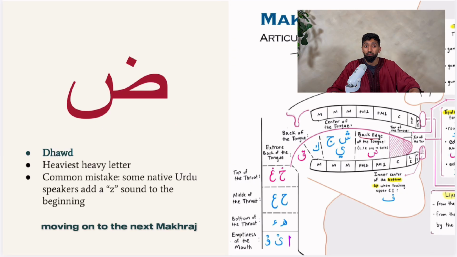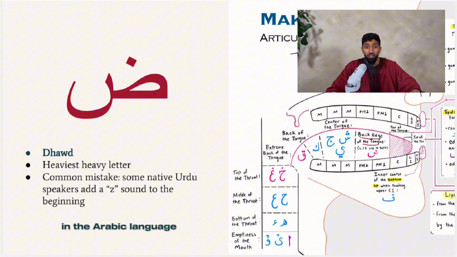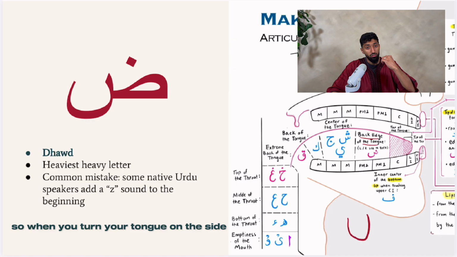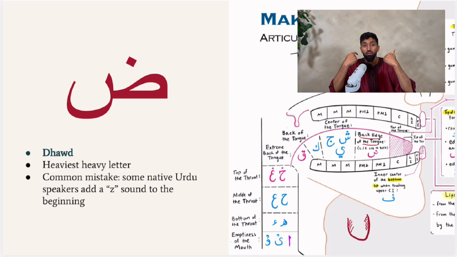Moving on to the next makhaarij, where we get the letter dad. Dad is known to be one of the hardest letters to pronounce in the Arabic language. I think it's up there with ra for myself personally, but dad comes from the upturned back edge of the tongue. So when you turn your tongue on the side, the back edge of that tongue, either the left side, the right side, or both sides, when they rise up and touch the upper molars, that's where dad comes from.